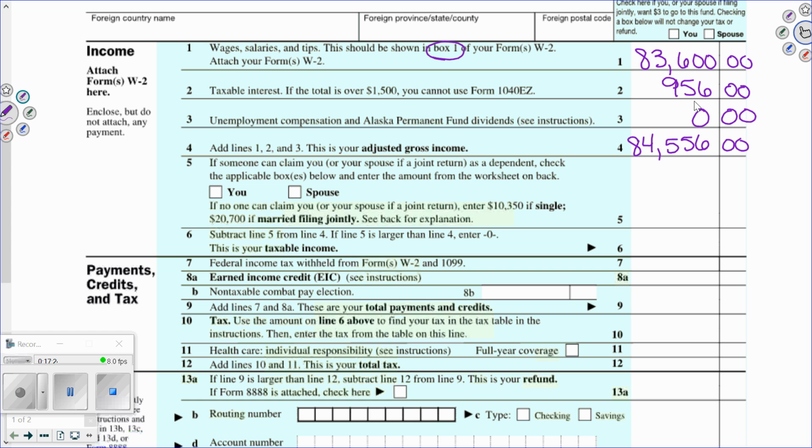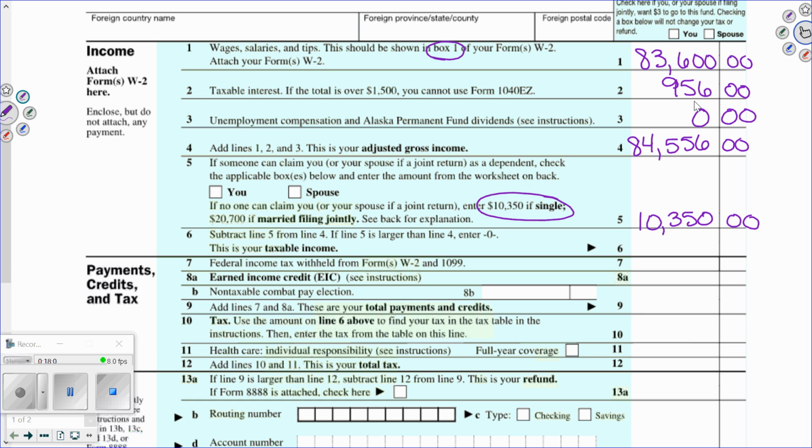All right, number 5. If someone can claim you, or your spouse if a joint return, as a dependent, check the applicable box below and enter the amount from the worksheet on the back. Okay, if no one can claim you, so we're assuming that she's a big girl, right? She's claiming herself. All right, so if no one can claim you, enter 10,350 if single, 20,700 if married filing jointly. So, was she single or married filing jointly? She was single. So, for her, we're going to write down 10,350.